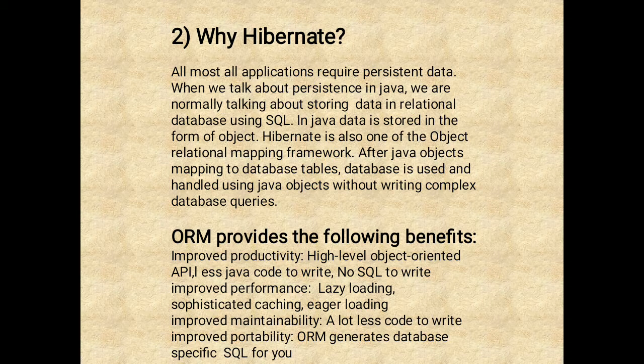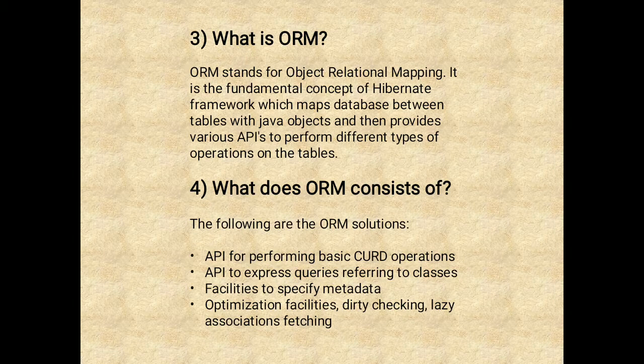The next one is, what is ORM? ORM stands for Object Relational Mapping. It is the fundamental concept of a Hibernate framework which maps database tables with Java objects and then provides various APIs to perform different types of operations on the tables.